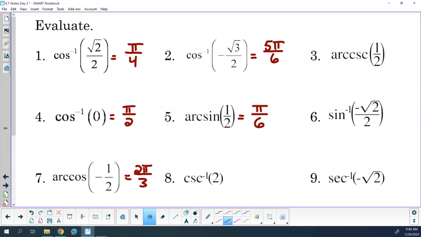Where right half is sine negative root 2 over 2. You want to say 7 pi over 4, right? But that's not within that range. So what is? Negative pi over 4. Yep.